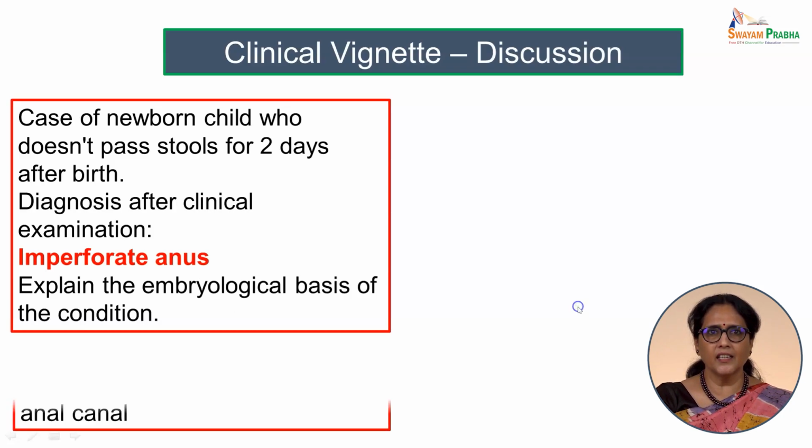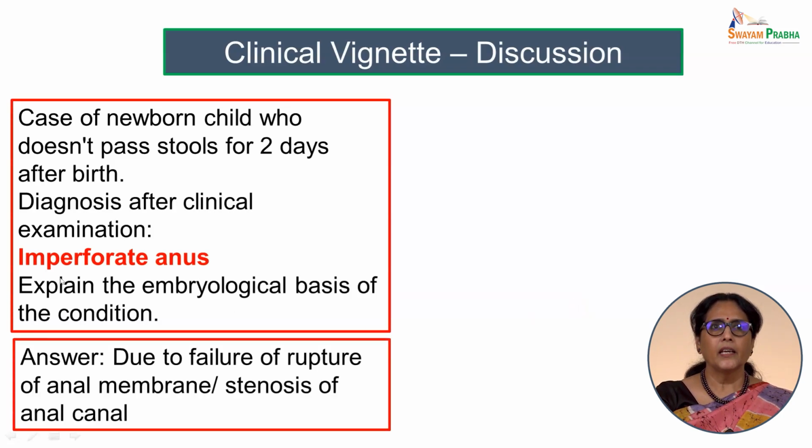And the answer is, imperforate anus occurs due to failure of rupture of anal membrane or due to stenosis of anal canal, due to which the anal canal does not open to the exterior.